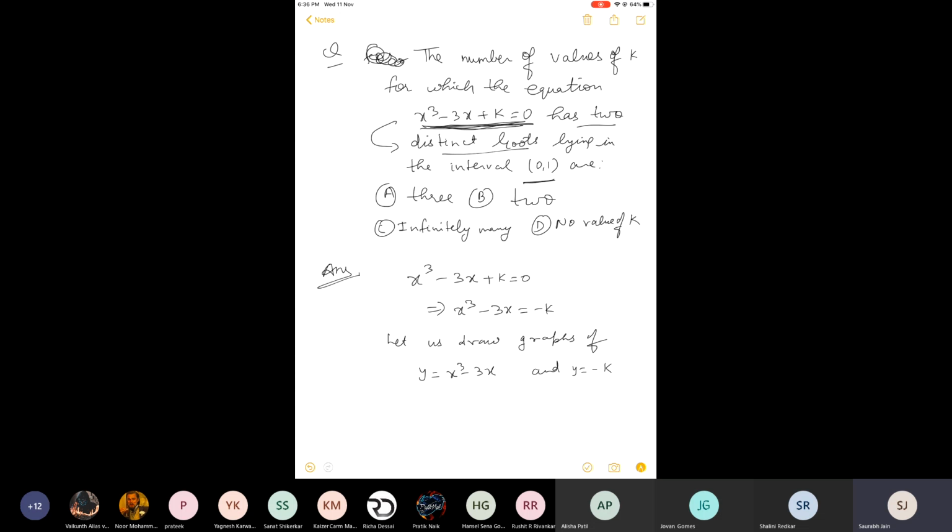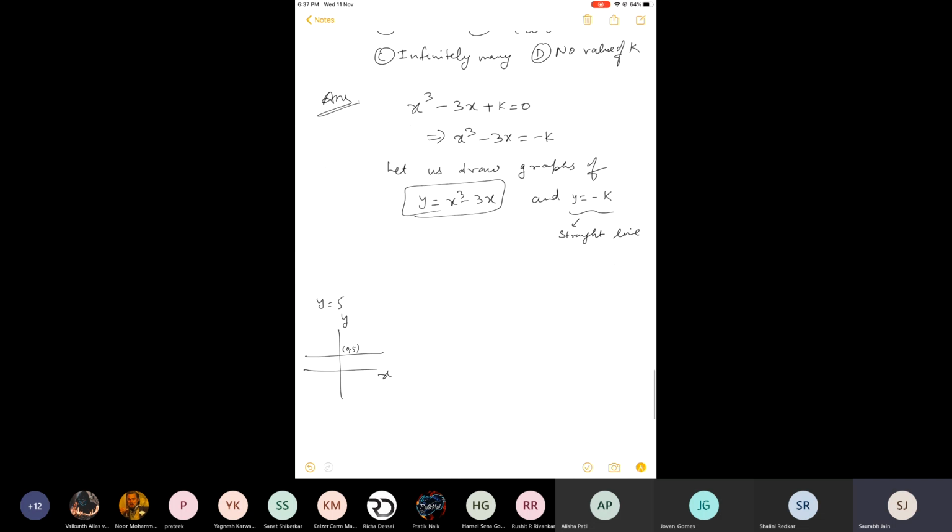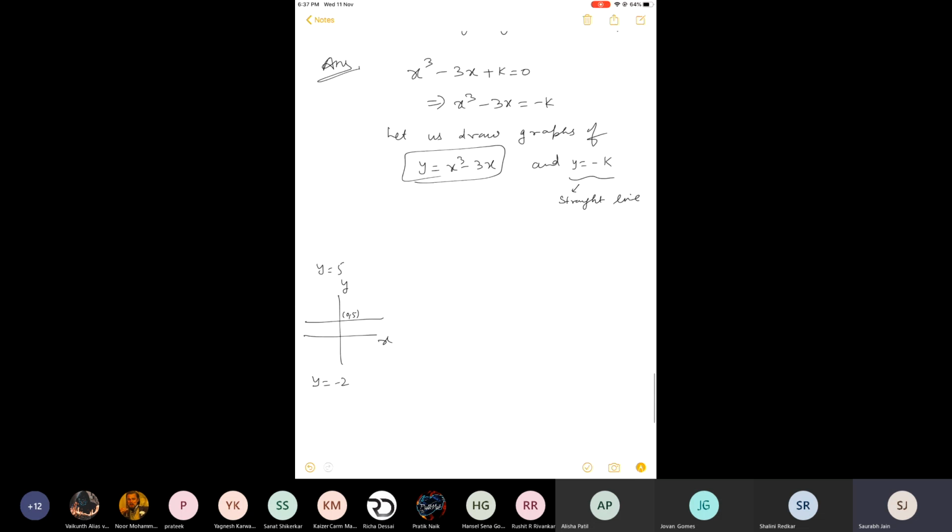So this we have just learned. We will draw it now. And y equals minus k. This graph is a horizontal straight line. Like for example, y equals 5 means we will draw a horizontal line. This is related to coordinate geometry. It will pass through (0, 5) and be parallel to the x-axis. Suppose you want to draw y equals minus 2. It will once again be a horizontal line, passing through (0, minus 2). So y equals minus k will be a horizontal line.